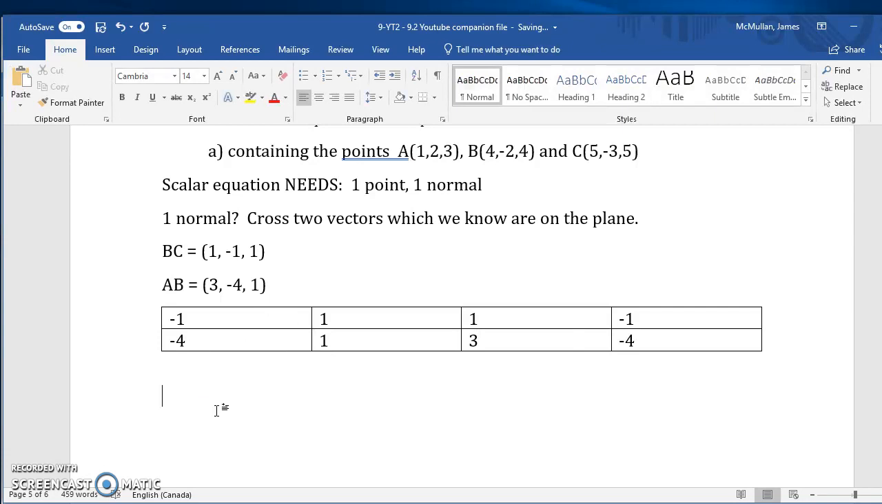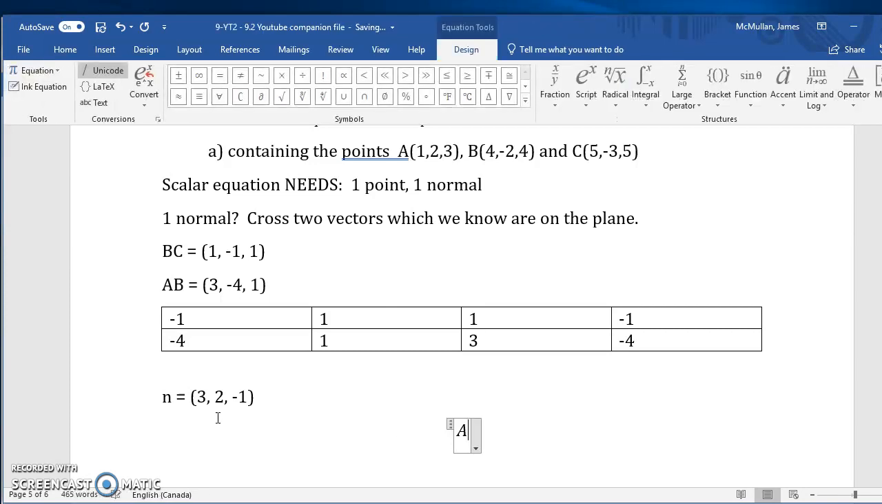Again, it doesn't matter which one you put on top or bottom, because one normal will point up and one normal will point down, but both will work perfectly fine. So here we find that the normal is equal to negative 1 take away negative 4, which is 3. Then we have 3 take away 1, which is 2. And finally, negative 4 take away negative 3, which is negative 1. Therefore, our equation is 3x plus 2y take away z plus d equals 0.